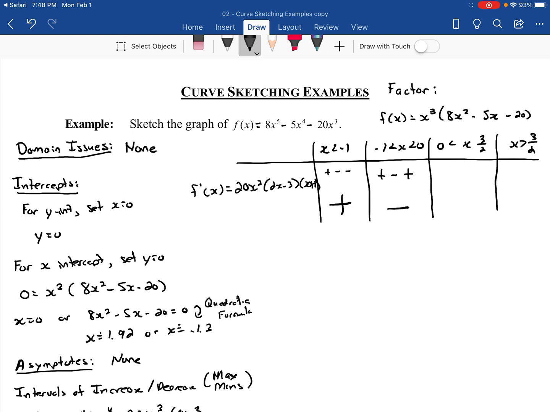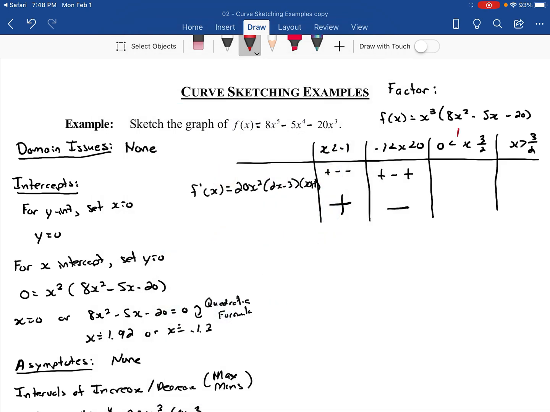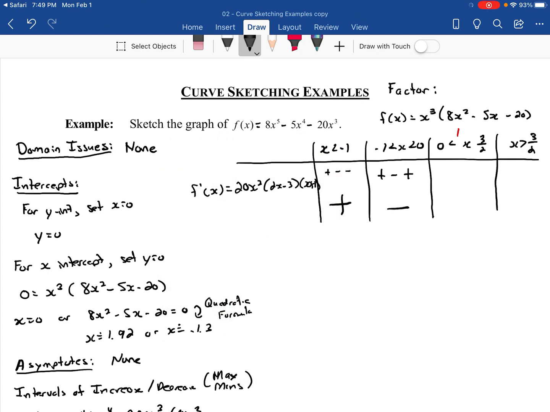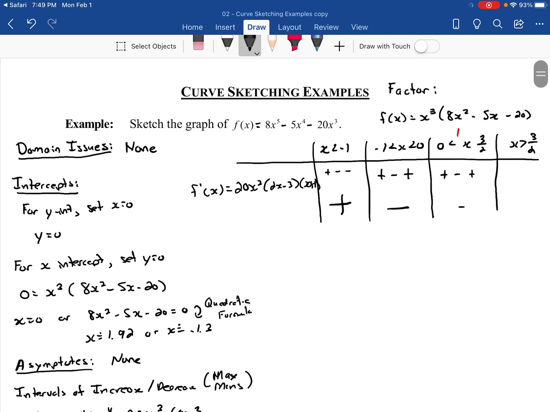Let me slow that down in case that's slipping past you there. So the test value that I chose for this section between 0 and 3 halves, I'm going to test a 1. If I go 20 times 1 squared, that's going to be positive. 2 times 1 minus 3 is negative. And 1 plus 1 is positive. So I get another negative section here. Again, way back when, we got used to the idea that it was always positive, negative, positive, negative. But it doesn't have to do that. This factor of x squared makes it that it doesn't switch signs at 0. So that's an interesting feature of the graph, and we'll see more about what that means coming up.